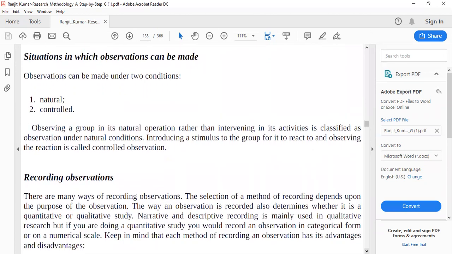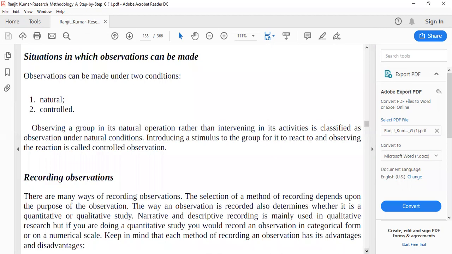Okay. Then there are certain situations in which we can observe the person or the participant. One is the natural way, and the other is the controlled. The natural way is when, for example, someone is playing in the ground and you leave them in their natural state, playing there, and you don't change anything according to your research. That is the natural way.